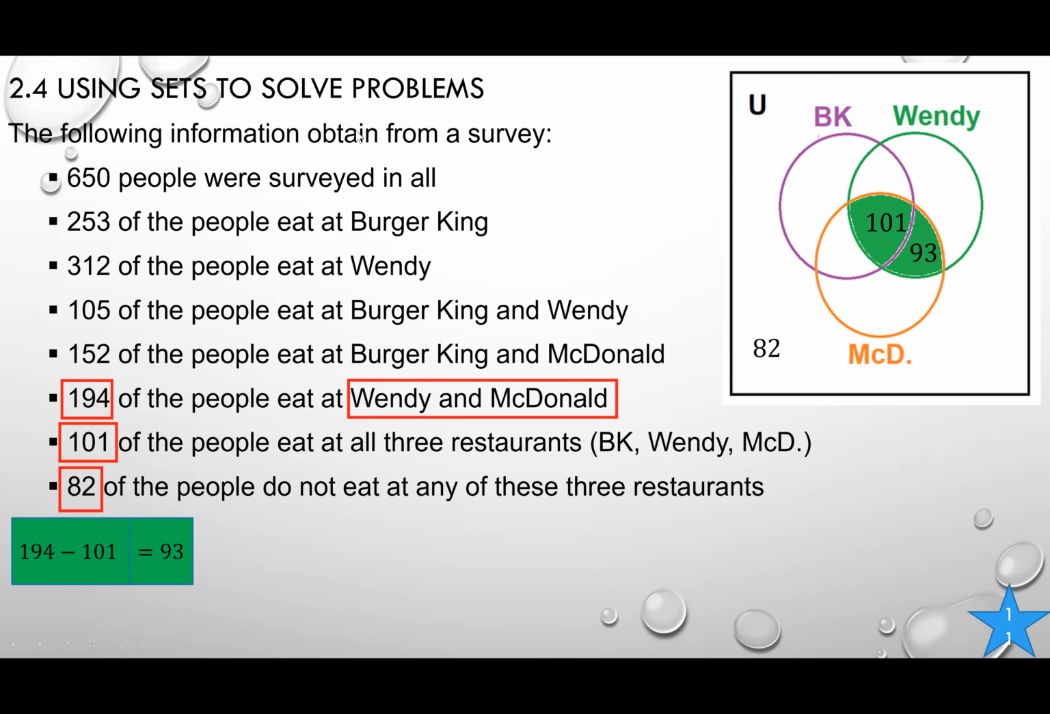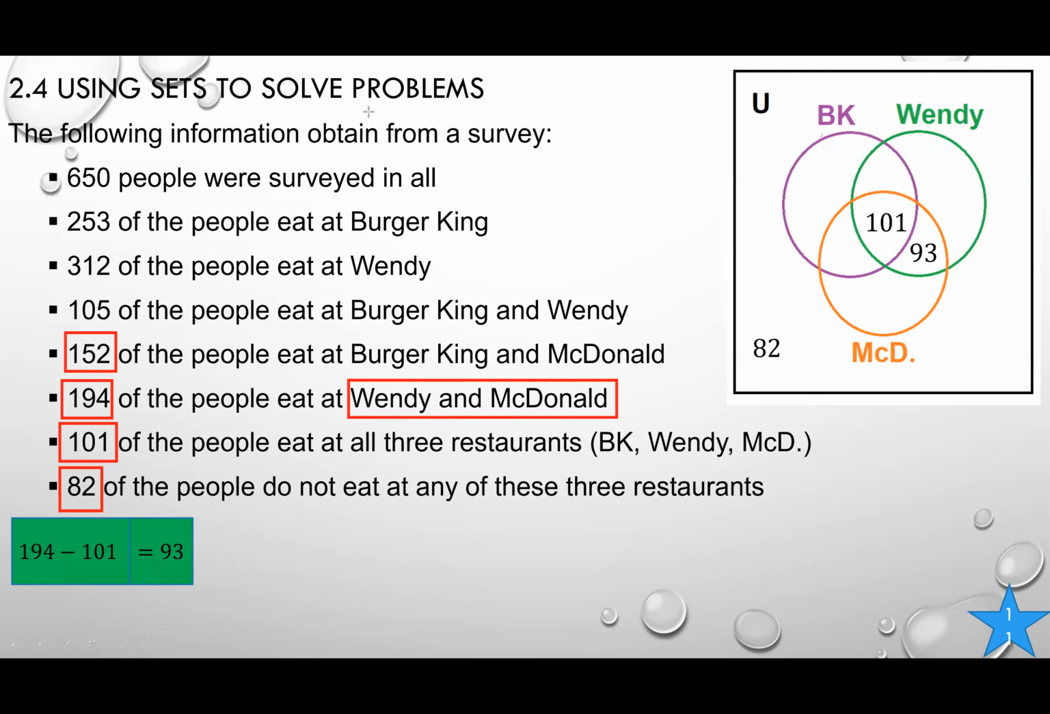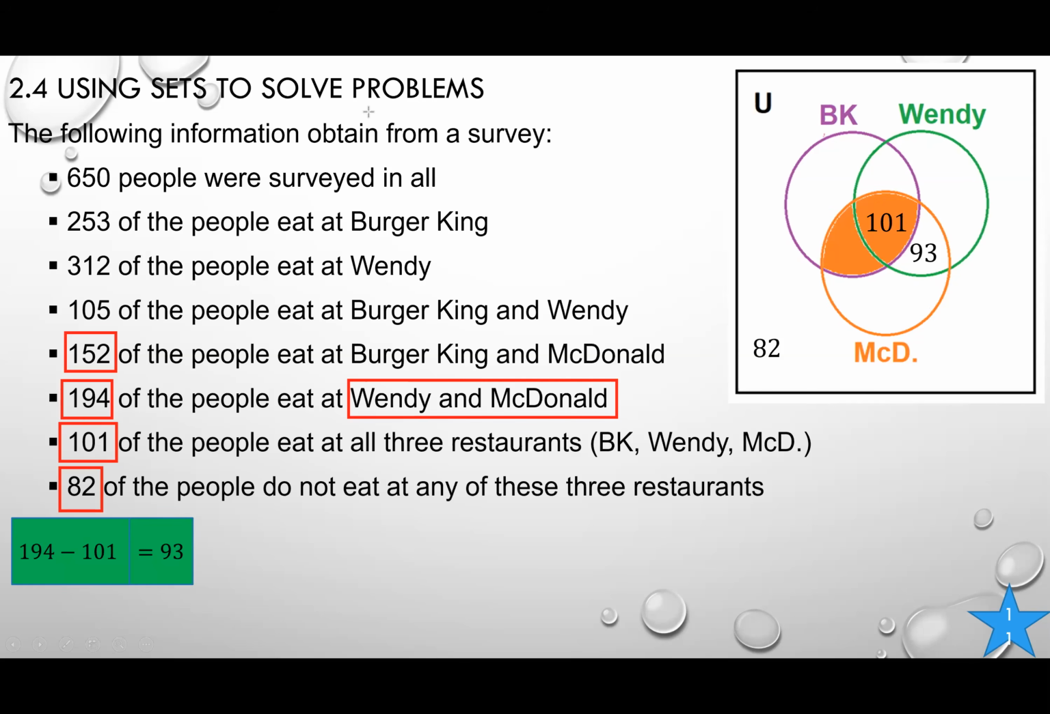We go to the next one. It tells me 152. What is 152? It tells me the Medano people and the Burger King people. Just similar to Windy and Medano, I already accounted for 101. I need to take 152, take away 101, and this will give me 51, which is the 51 on this item right here.